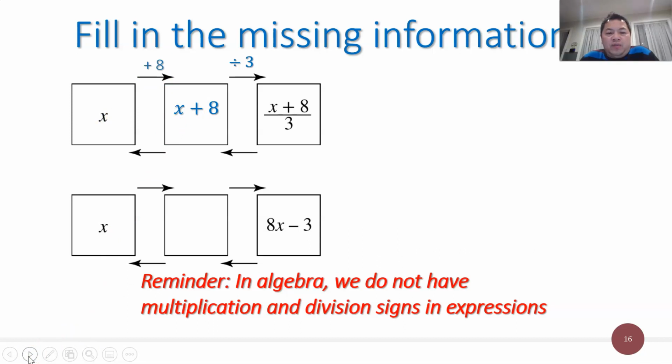Over here again, I want to move backwards. If I have minus 3, I just put plus 3. I'm left with 8x. To get x means I have to times 8. So far so good. Okay, good.